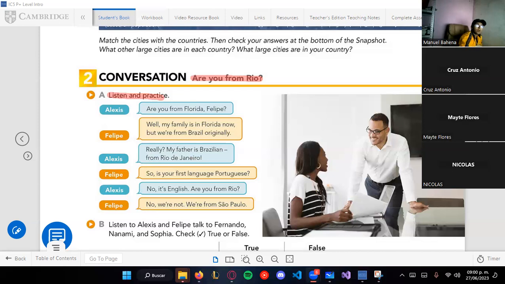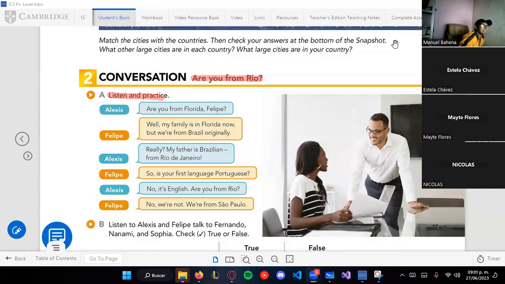De Rio de Janeiro. So, is your first language Portuguese? Entonces, ¿tu primer lenguaje es portugués? Exactly. Tu lengua materna es portugués? No, it's English. Are you from Rio? ¿Tú eres de Rio? No, we're not. No, no lo somos.